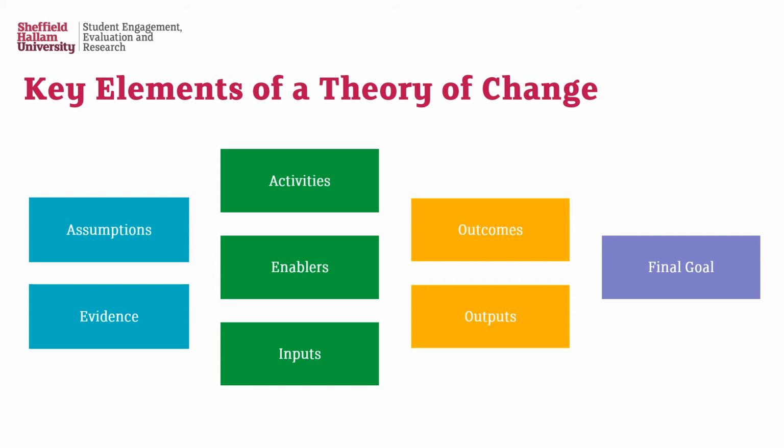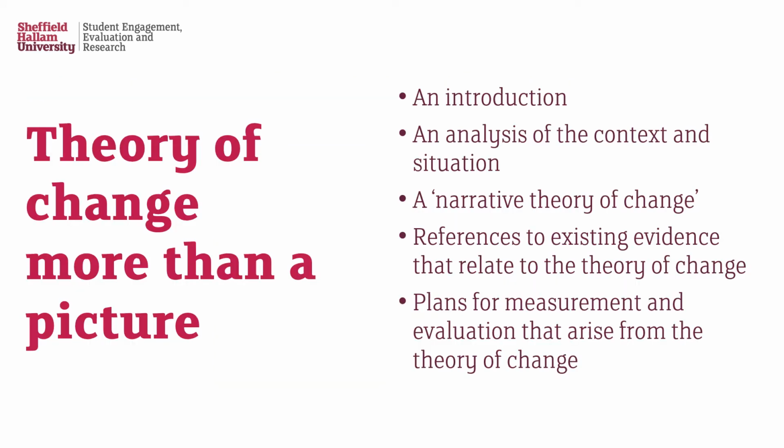Creating a theory of change is not a linear process, and you should continually move back and forth between the different stages. While a picture is worth 1,000 words, a robust theory of change is more than a picture. The visual diagram of the program should be accompanied by an introduction that discusses the inception of the program and provide an analysis of the context and situation the program exists in. So you might describe the purpose and function of the team or organization to which you belong.